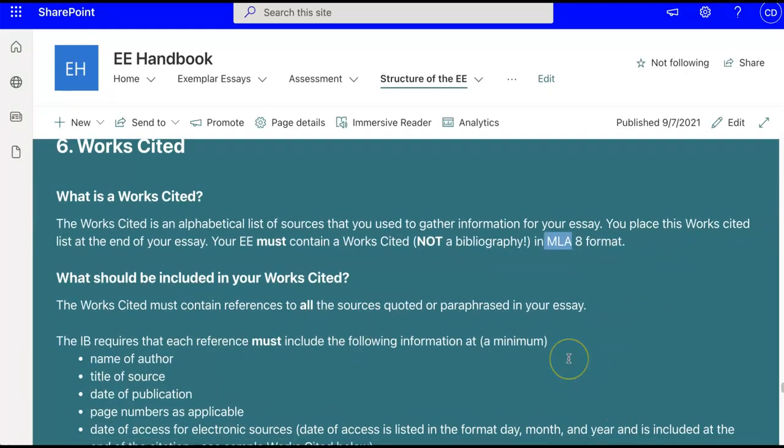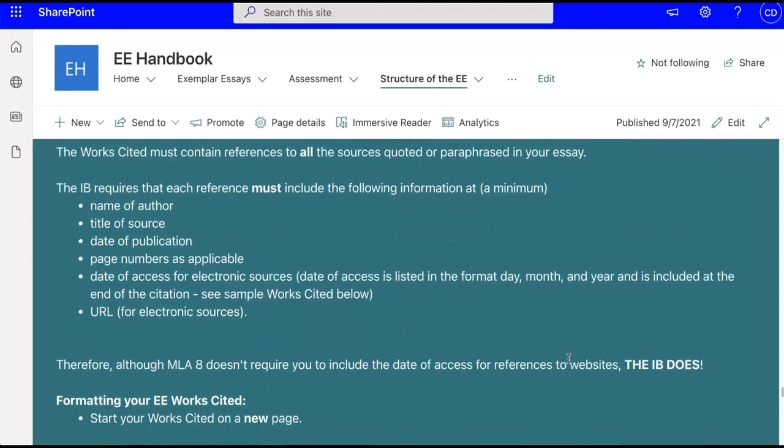And that will usually be in alphabetical order. Okay, so it's very important that whatever referencing system you use, you must include the date of access for all references to websites. Although your referencing system, such as MLA, may not require this, the IB does. So in other words, if you're using an online citation maker, it may not prompt you to include the date of access, but the IB does want this.